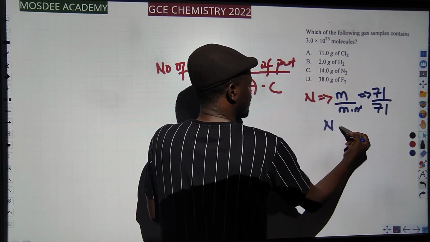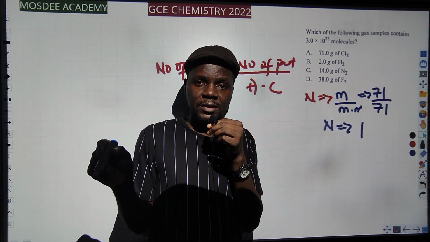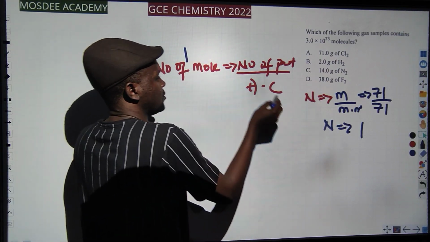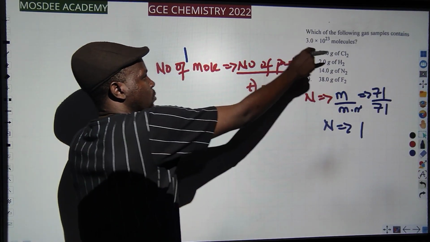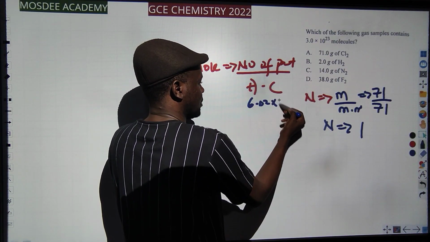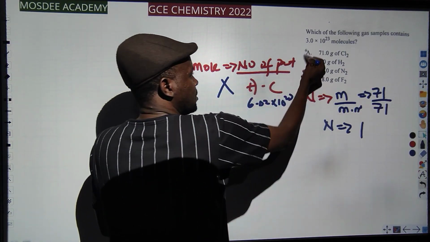What's that? Number of moles is what? 1. Everybody knows chlorine is 35.5. Do you get times 2? That's 71. So 1 mole. So you say 1 mole is now equal to 6.02 times 10 to the power 23. You want the one that will give you 3 times 10 to the power 23. What's the answer to this one? How you cross multiply? 6.02, so it can be this one.